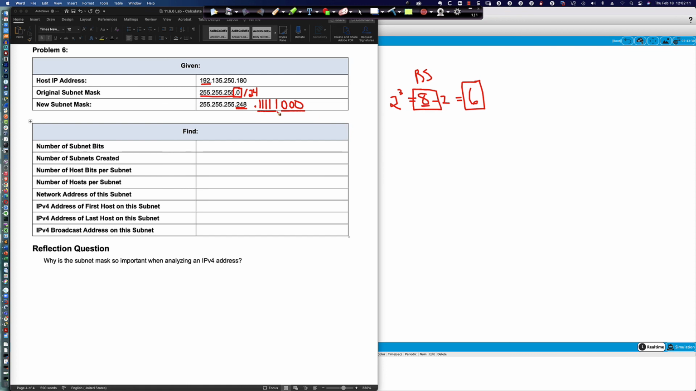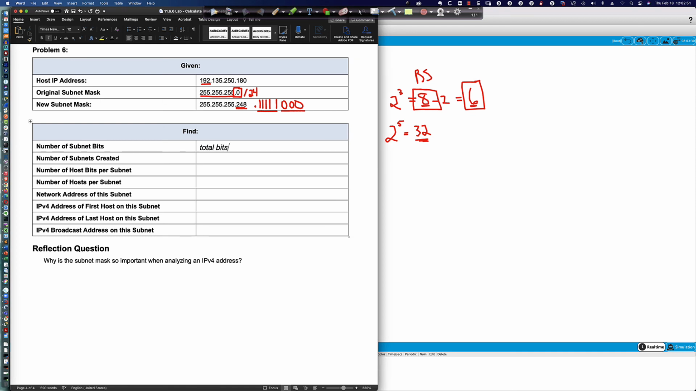How many subnets did we create? Well, 2 to the 5. We're going to end up creating a total of 32 subnets out of this 192.135.250.0/24, right? The classful boundary for that would have been 192.135.250.0. And what we're going to see is we're now creating 32 smaller networks that can each accommodate 6 assignable, usable host IPs. So right now we've got all the information we need to sort of run through here and say, number of subnet bits.